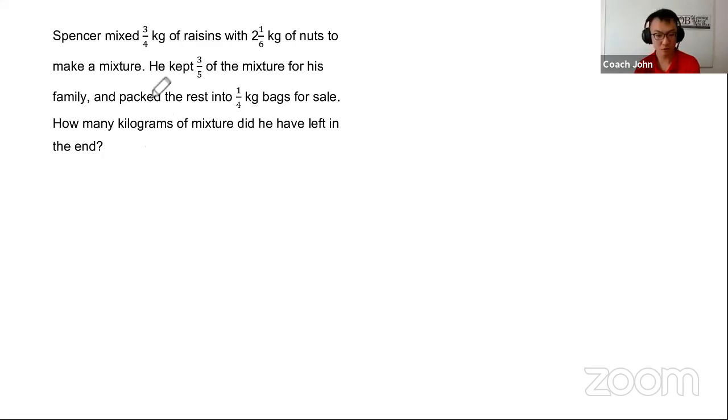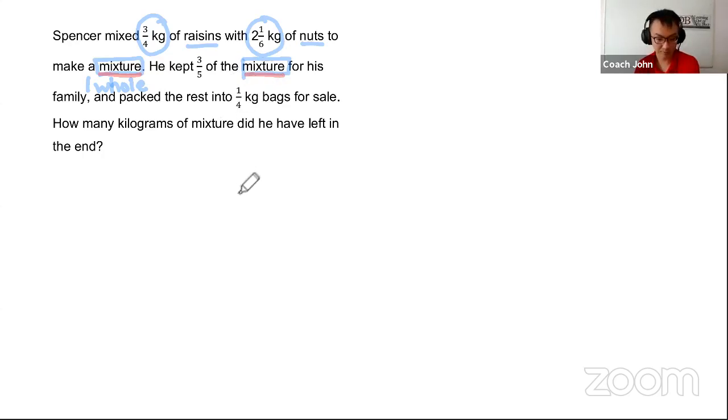When we see such a question, we read off: Spencer makes 3/4 kg of raisins, oh, my favorite, with 2 whole and 1/6 kg of nuts to make a mixture. This mixture is actually 1 whole, and this mixture is the same as this mixture. So let me use colors to underline these two words because they are referring to the same thing.